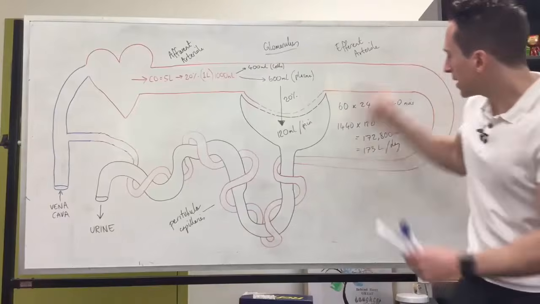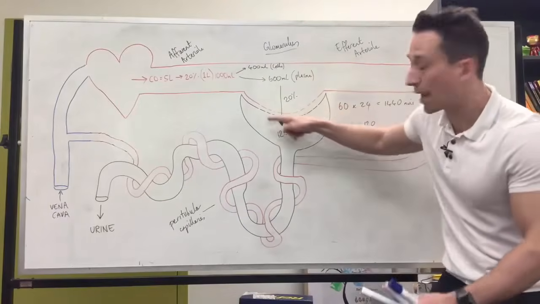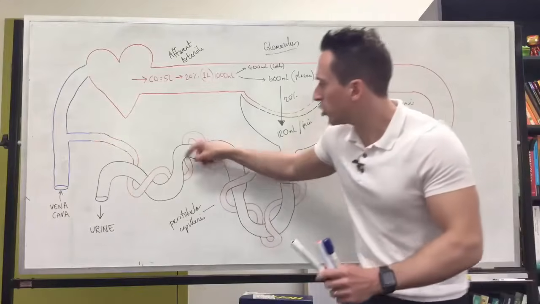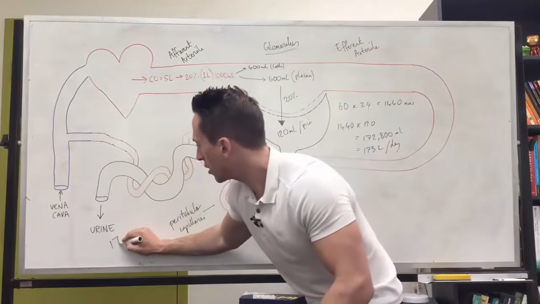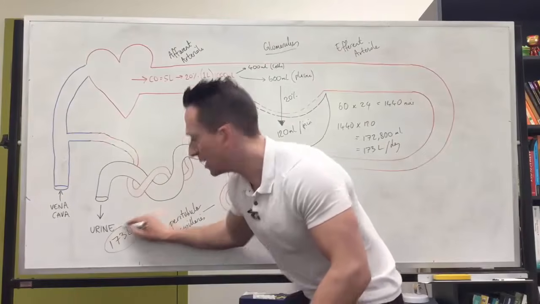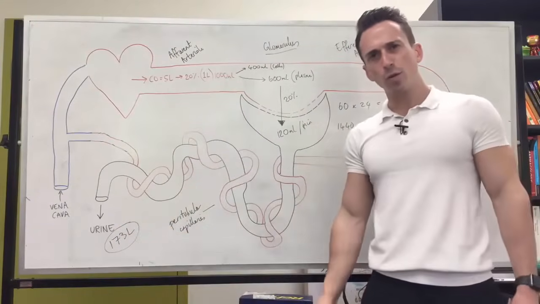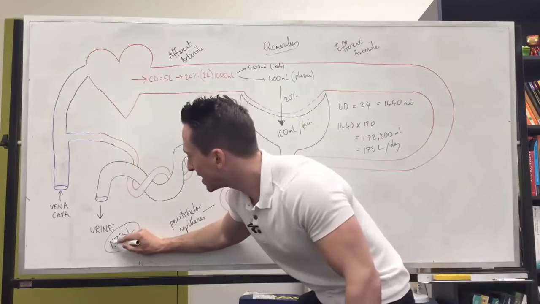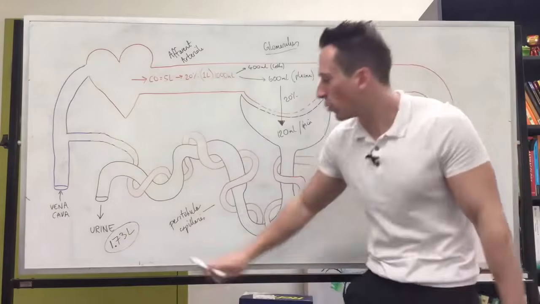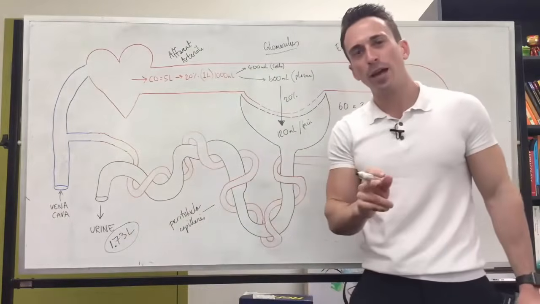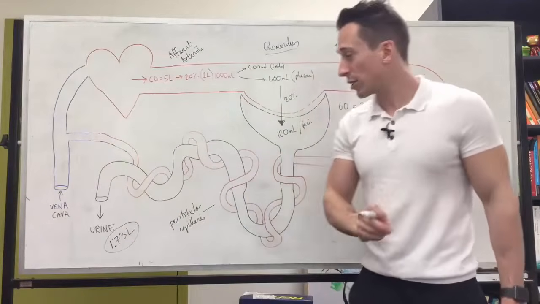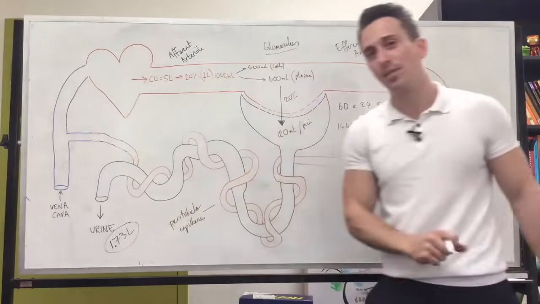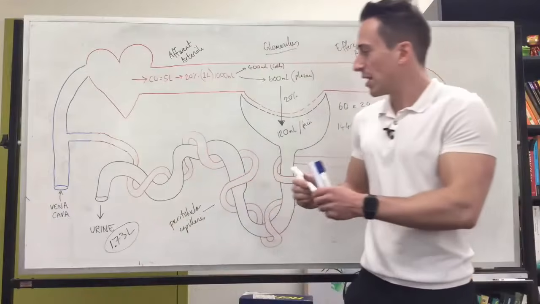Now think about that. That means 173 liters is going into this capsule and moving through these tubules. If it remains in the tubules, do we pee out 173 liters of urine every day? No, of course we don't. We pee out 10% of this. We pee out 1.7, give or take a little bit, 1.7 liters per day, which means 90%, actually 99%. We only pee out 1% of that, not 10%, 1%.